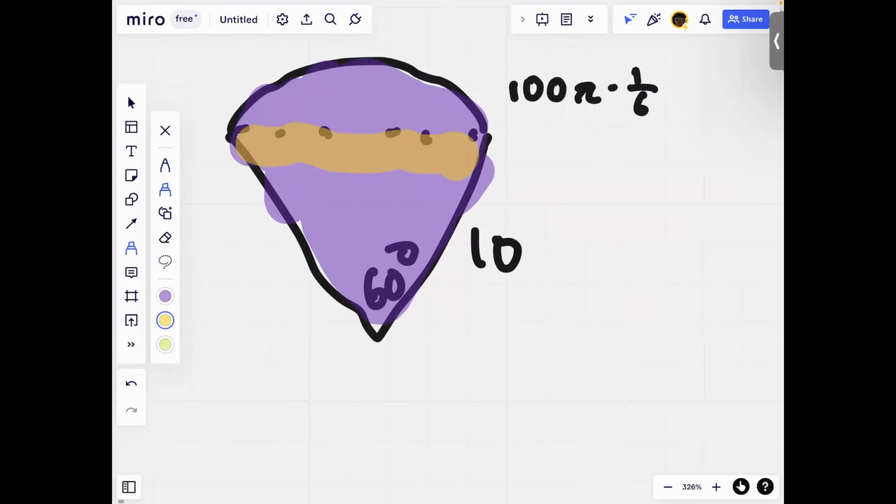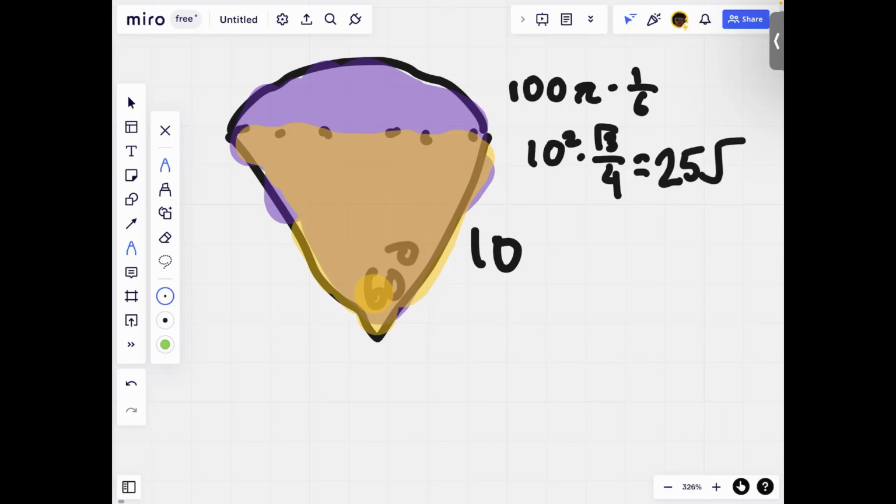So that's the area of the purple part, and then the area of the part that's not included in the lemon is this part. It's orange. And this part is an equilateral triangle of side length 10. So the area of an equilateral triangle would be the side length squared multiplied by the square root of 3 divided by 4. And in this case, it's 25 square root 3.